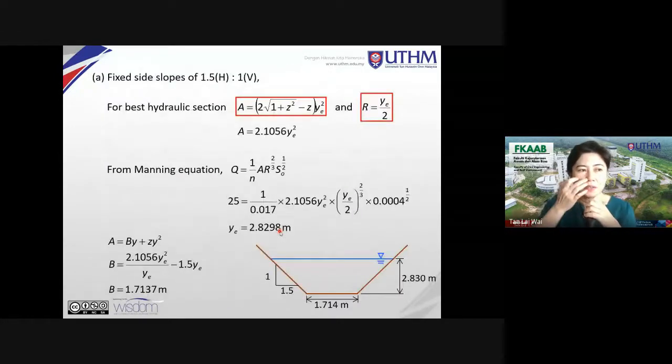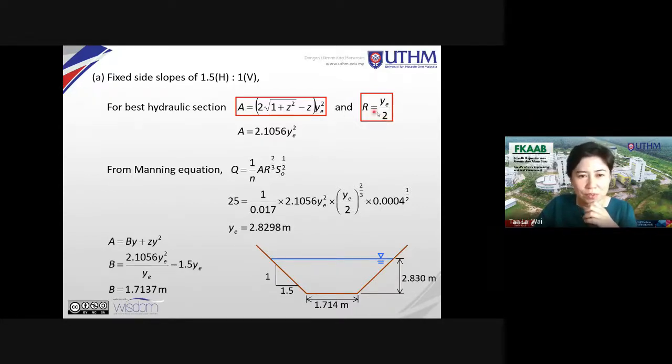Okay, now for fixed side slope, z equals 1.5. If you cannot remember this formula, you should know the steps to get it, which is very simple and direct. You write the flow area for the trapezoidal formula, rearrange it to make B the subject, then substitute B in the wetted perimeter formula. Then you differentiate P with respect to Y, set dP over dy equals 0, and you'll get this formula here. And of course, R is still half of Y.